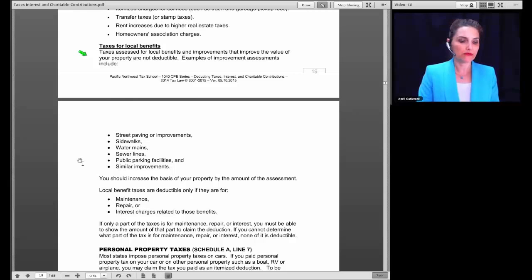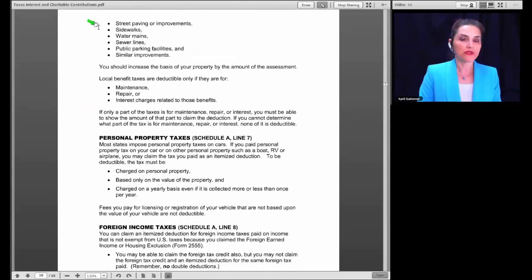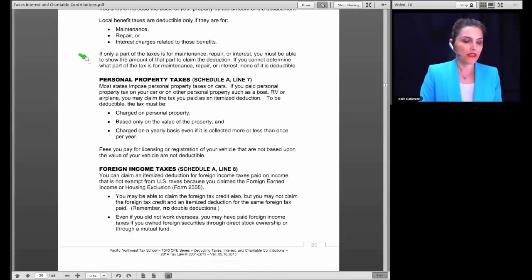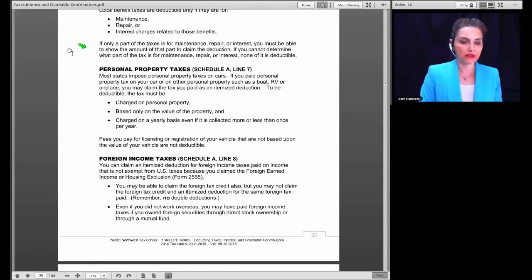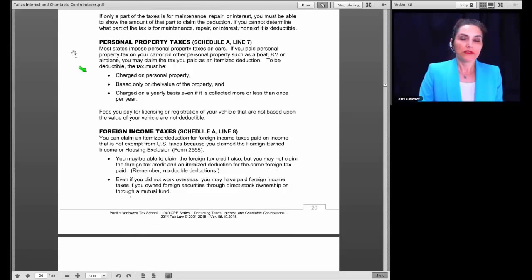Examples of these types of improvement assessments can include street paving or improvements, sidewalks, water mains, sewer lines, public parking facilities, and similar improvements. You should increase the basis of your property by the amount of these types of assessments. Local benefit taxes are deductible only if they are for maintenance, repair, or interest charges related to those benefits. Now, if only a part of the taxes is for maintenance, repairs, or interest, you must be able to show the part that you can deduct and be able to separate that from the amount that is the improvement that is non-deductible. So we're done with line 6.